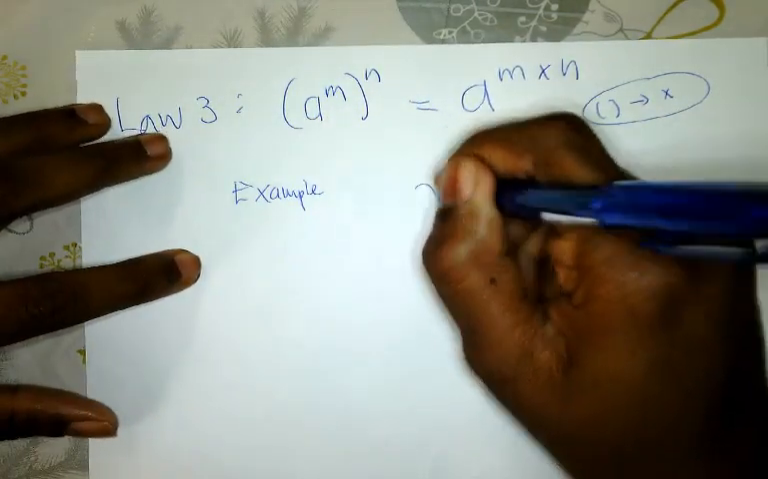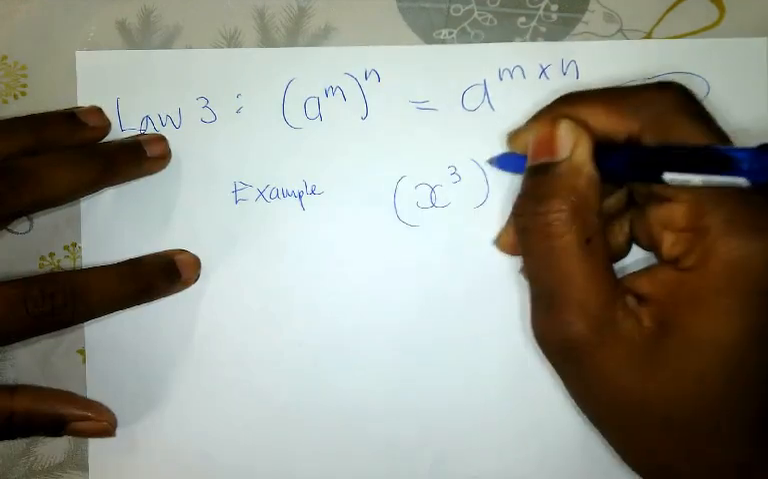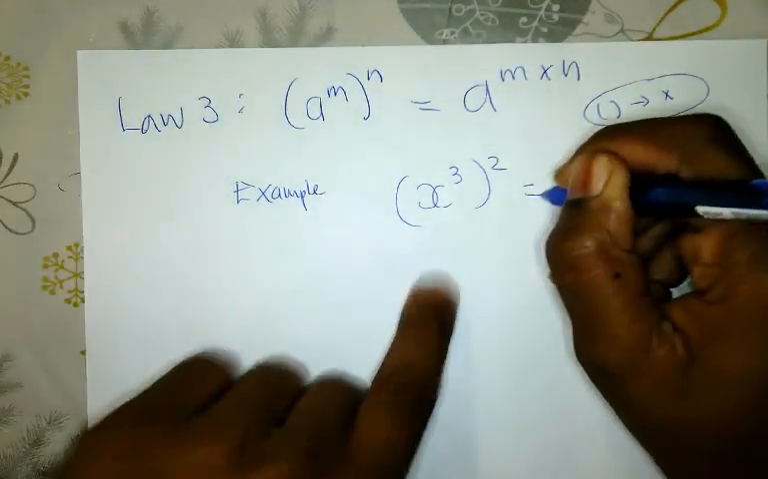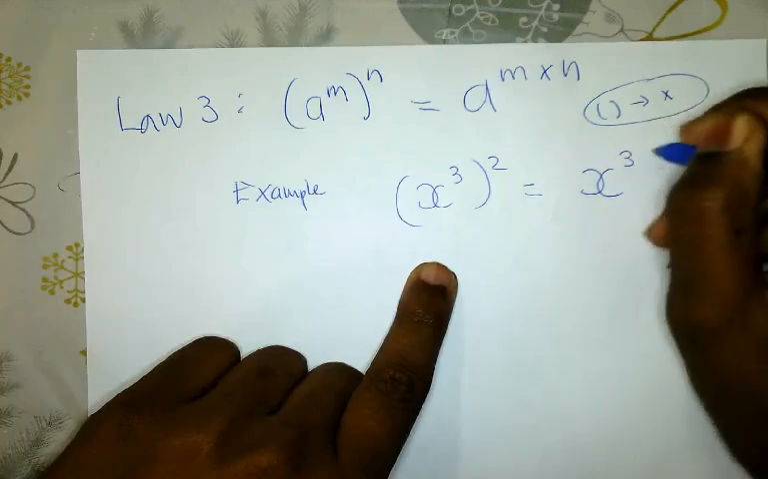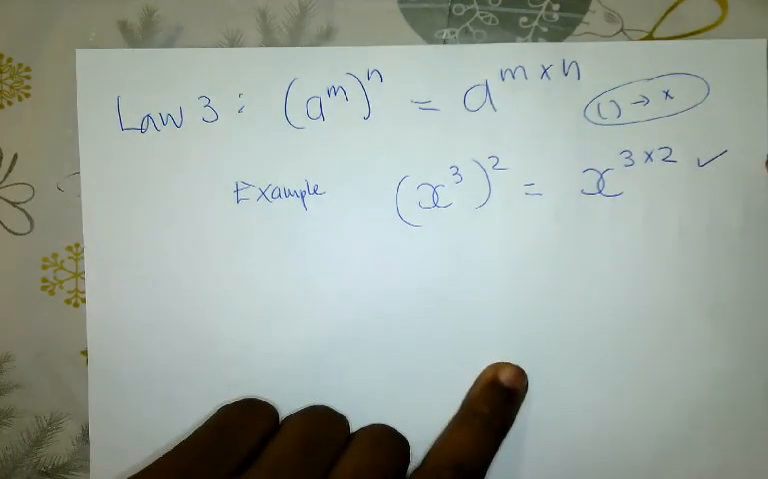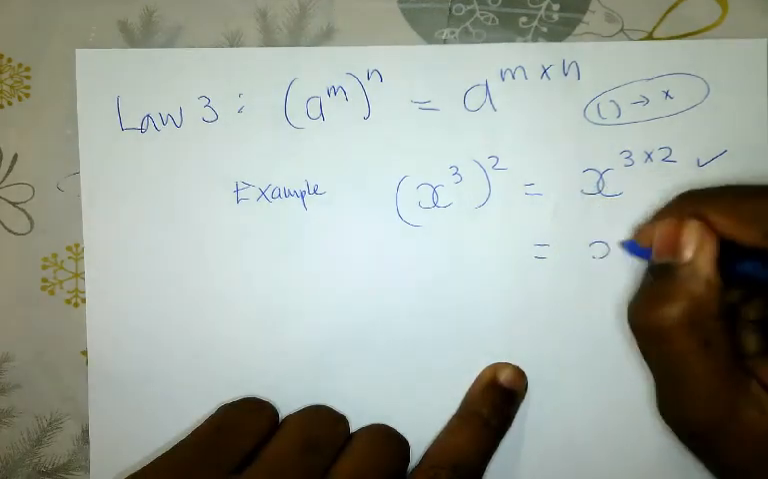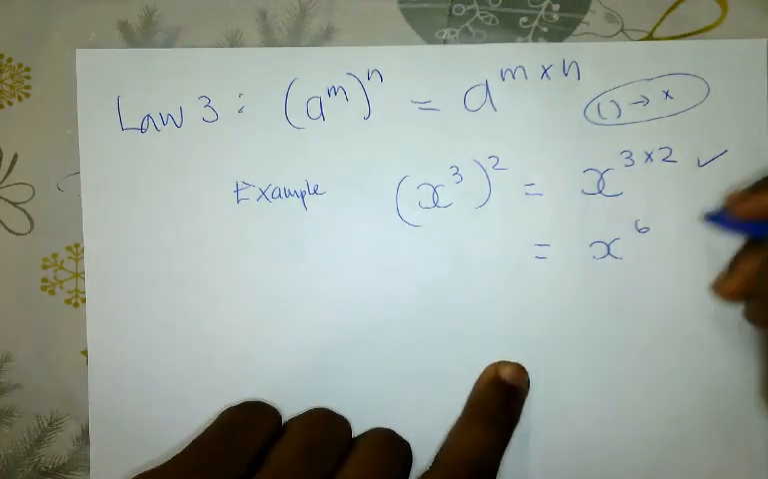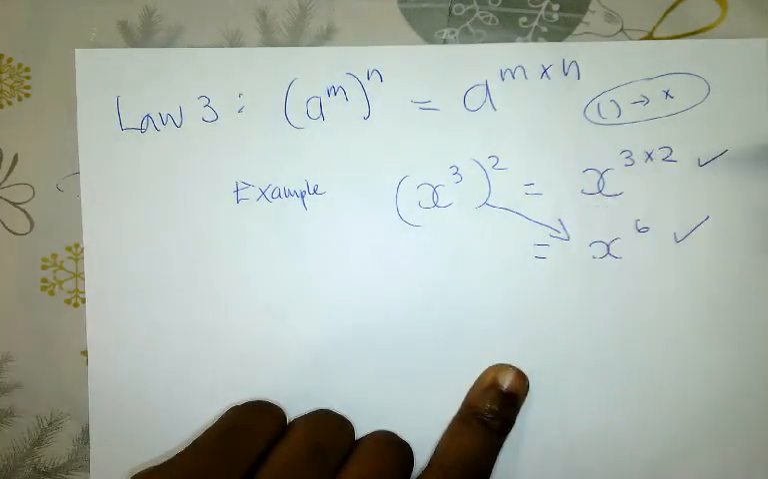Let's say we have (x^3)^2. You must show the workings. So 3 multiplied by 2. You get a mark for this, for showing the step, right? Yes, sir. And then your answer will be how much? 6. Don't go from here to here. You lose 1 mark.